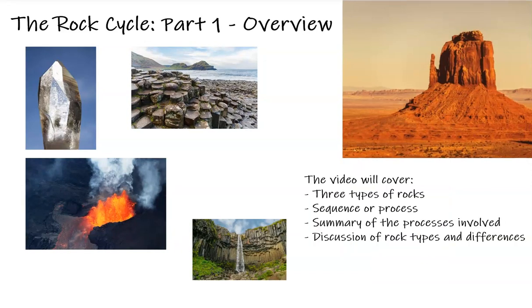So this video is going to cover the three main types of rocks: the igneous, metamorphic, and sedimentary. It's going to cover the sequence or the processes that are involved with the rock cycle and the movement of material around the cycle. I'm going to summarize and define and describe the processes and the terms, and look at the outcomes. So these processes create these different rocks in these different environments and situations and locations on the planet. And as you can see, just from these images, you've got this beautiful array and variety of rocks that we find on this planet.